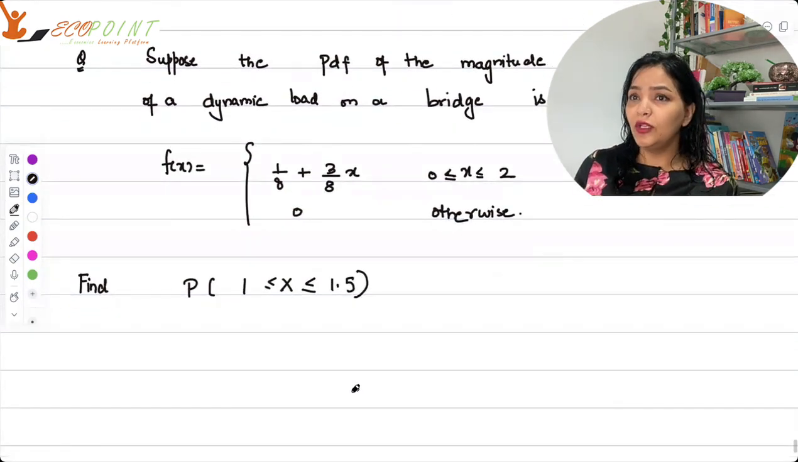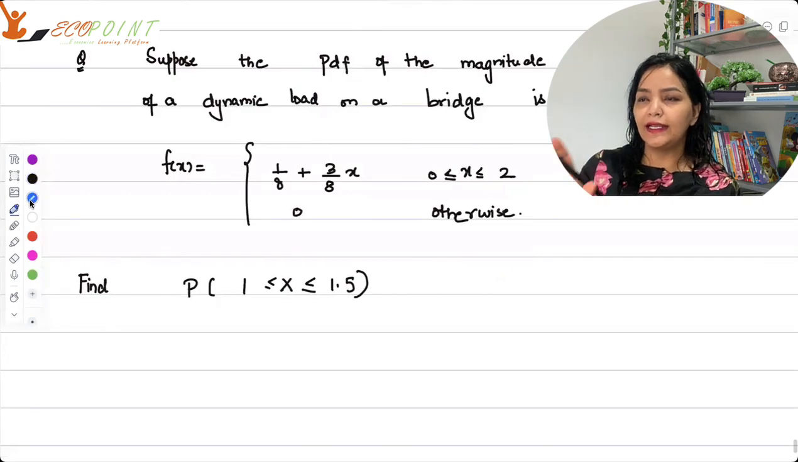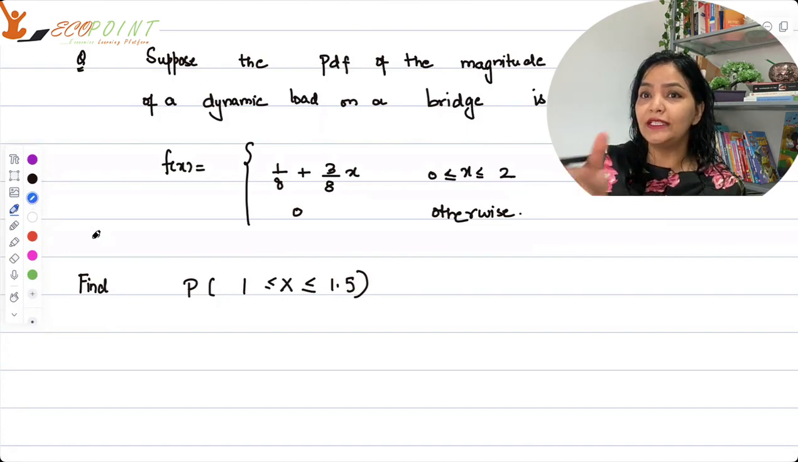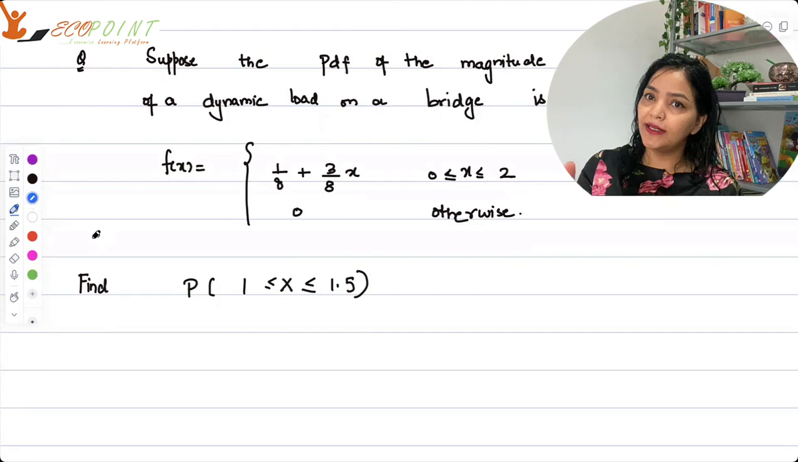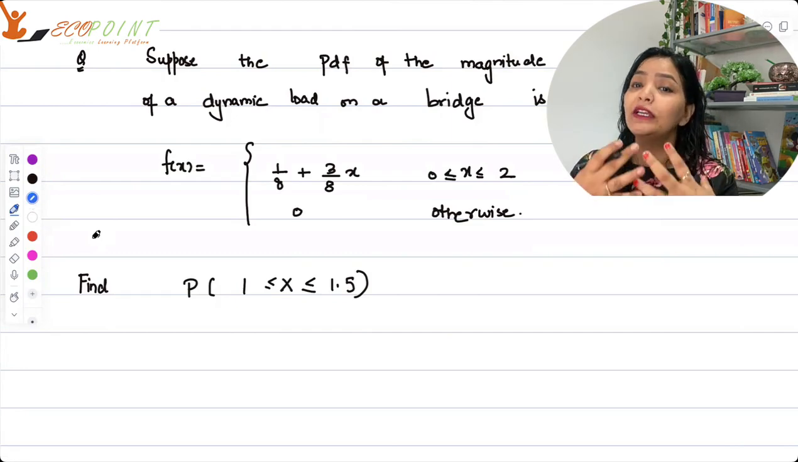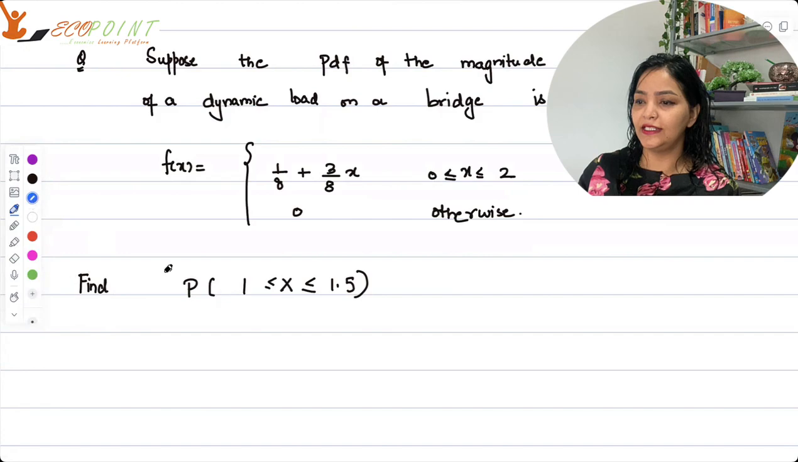Well, how can you go about this question? Of course, you can directly find the probability like this. But what I'm trying to teach you is how to use CDF. It could be a case that only CDF was given to you. But here I am giving you a PDF so that we can also calculate CDF.